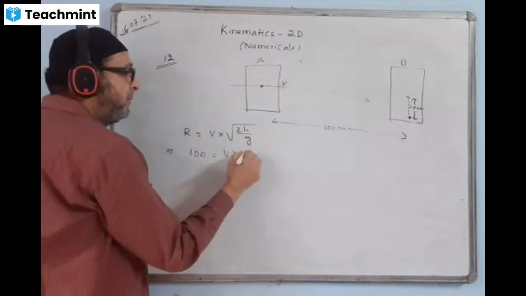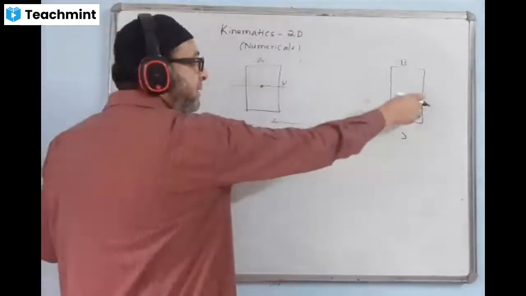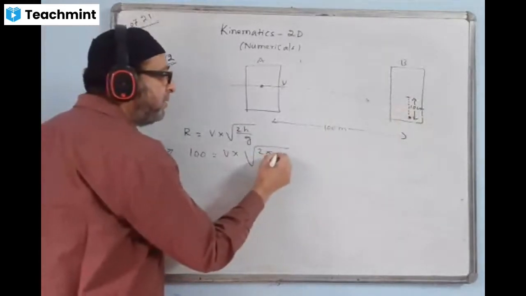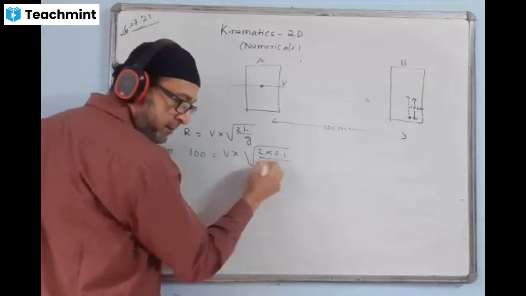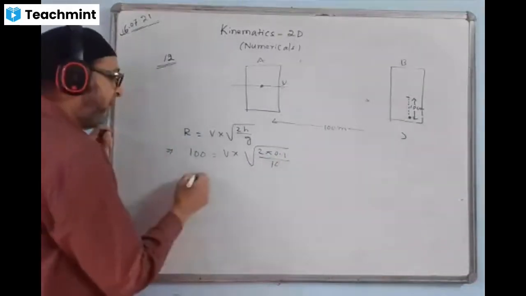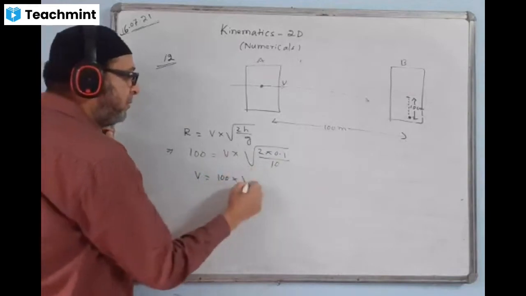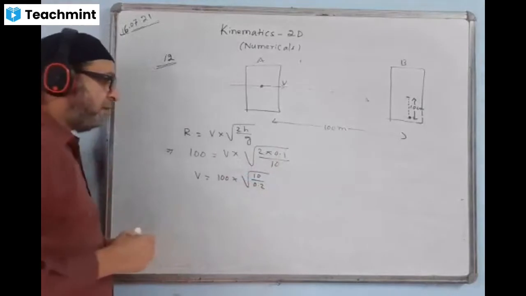V we have to find. 2 height. What is the height? Height is 10 centimeter, will change to meter. Centimeter we are changing to meter, so 10 by 100 that is 0.1, and g value is given as 10. Get the value of V here. This is the answer 100. This will be cross multiplied, that is 10 by these two will go, 0.2. Now find the answer.